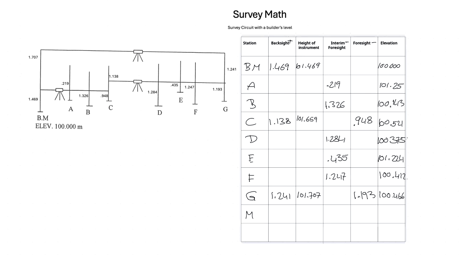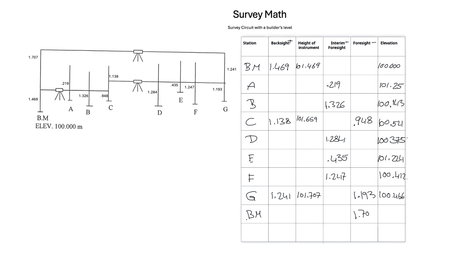And now we're coming back to the benchmark. That's not how you write that. Here we go. Benchmark. And it's giving us a reading, right? That's the guy up here, 1.707. And that's going to be a foresight for us because it's not a turning point, but that's just where we're finishing up.